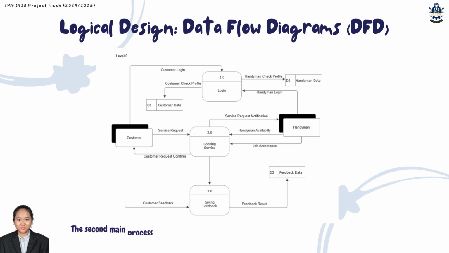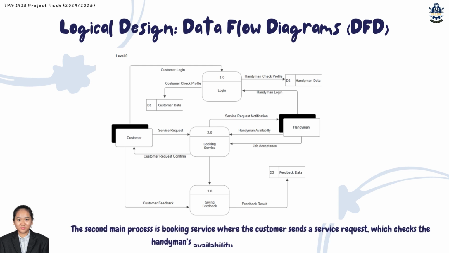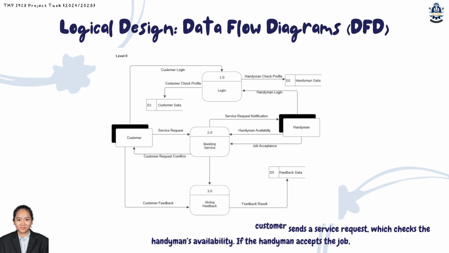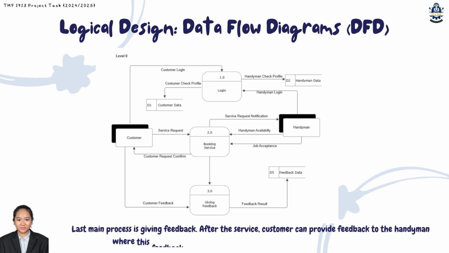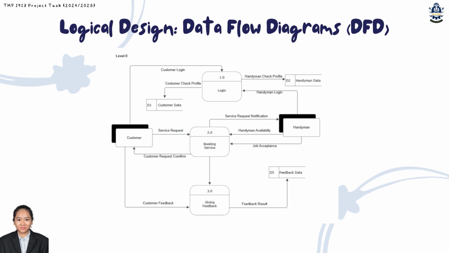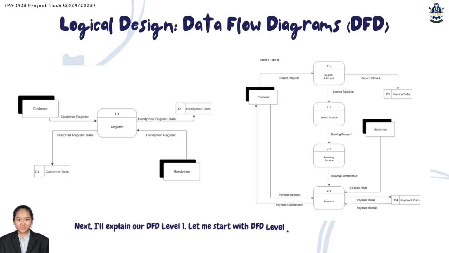The second main process is booking service, where the customer sends a service request which checks the handyman availability. If the handyman accepts the job, the system sends a confirmation back to the customer to complete the booking. The last main process is giving feedback. After the service, the customer can provide feedback to the handyman, where this feedback is recorded in the system and shown as the feedback result. Next, I will explain our DFD level 1.